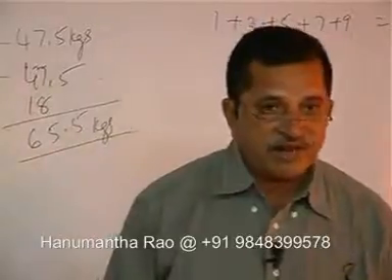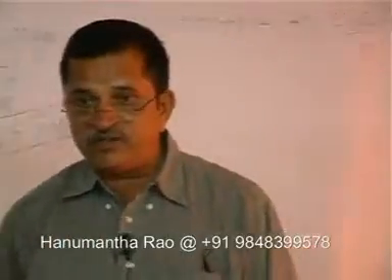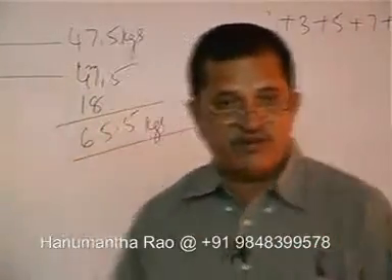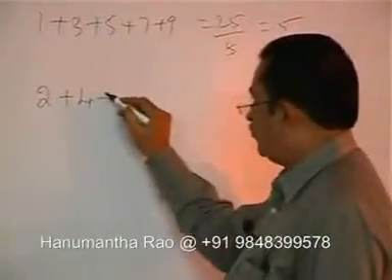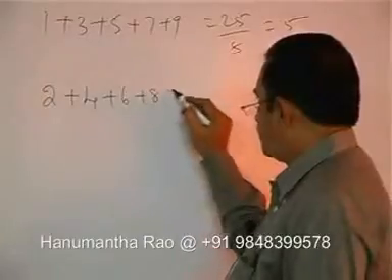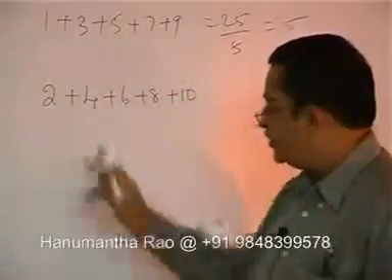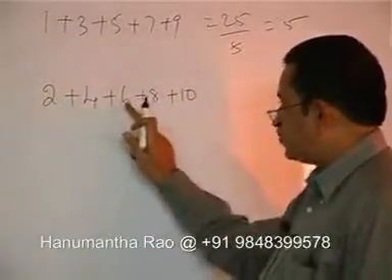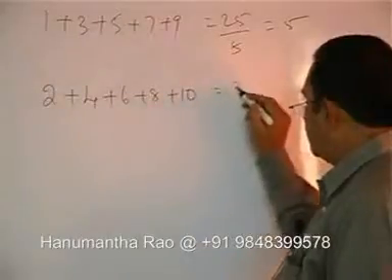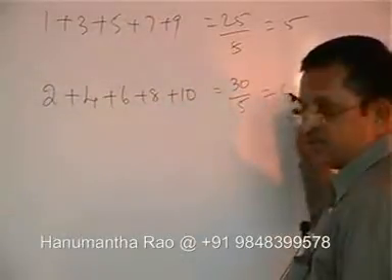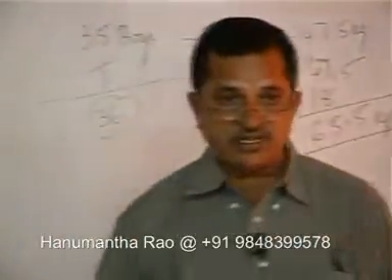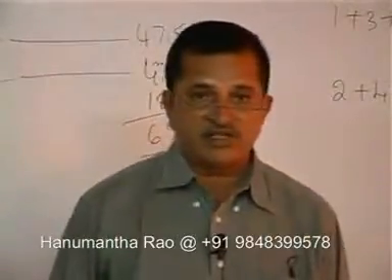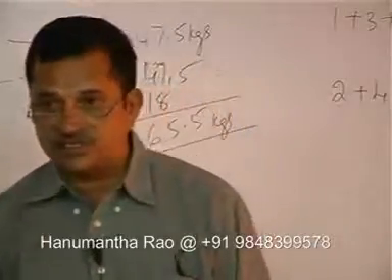What is the average of the first 25 even numbers? Again, if you don't know, write down 2 plus 4 plus 6 plus 8 plus 10. 2 plus 4, 6, 6 plus 6, 12 plus 8, 20 plus 10, 30. 30 by 5 means 6. Average of the first 5 even numbers is 6, which means the average of the first 25 even numbers is 26.